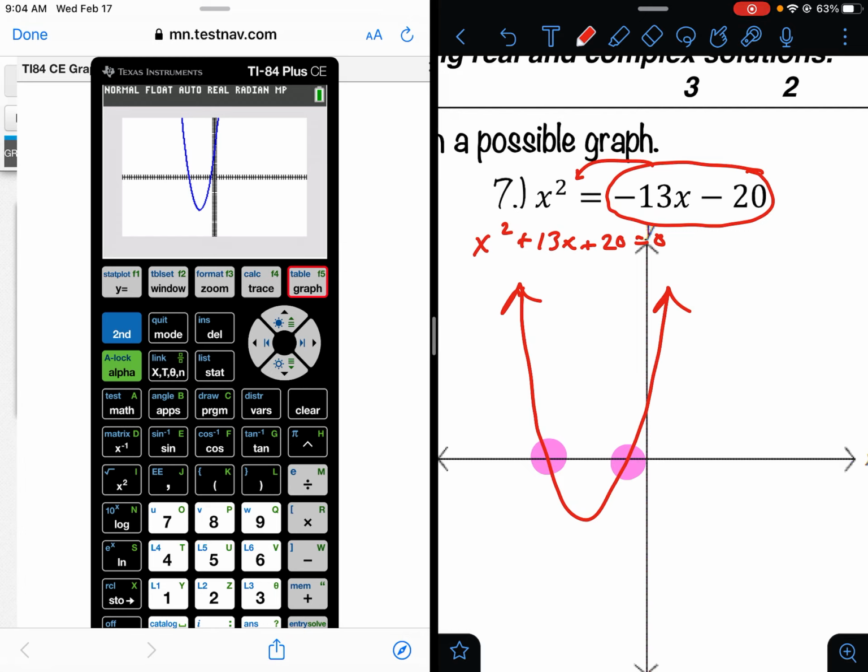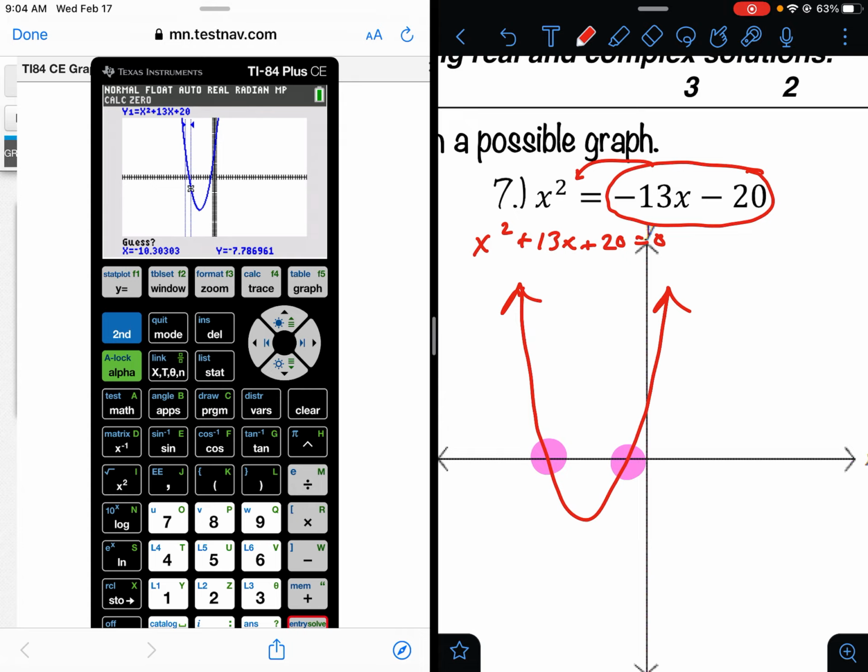If you remember, you go to second and trace, and then we go to 0. Zero is where we find the x-intercepts. Remember that you need to place your cursor near your x-intercept. It doesn't matter where, just somewhere in the vicinity of your x-intercept. And then it says left boundary. That reminds you that you always go left first. So I'm going to go left and hit enter. Then I'm going to go right, hit enter.